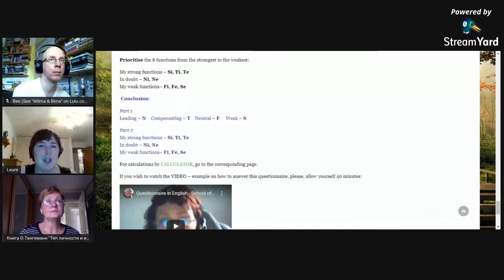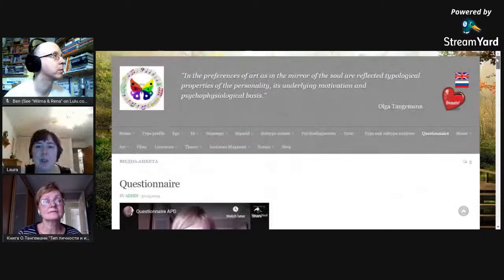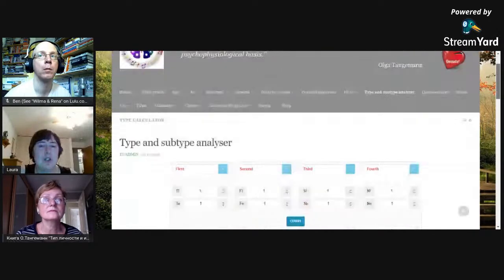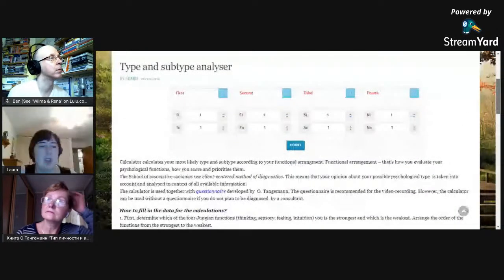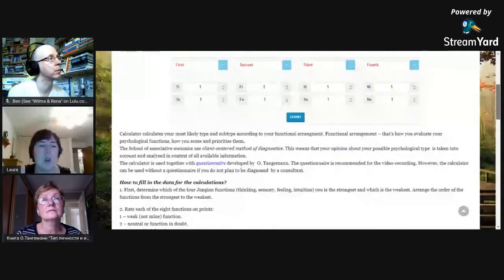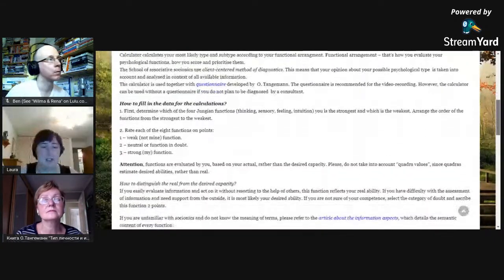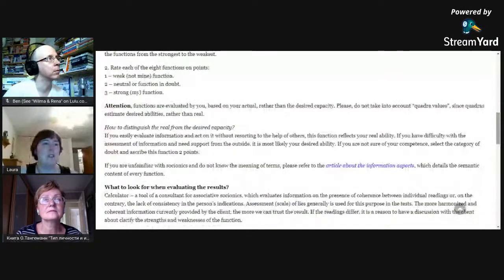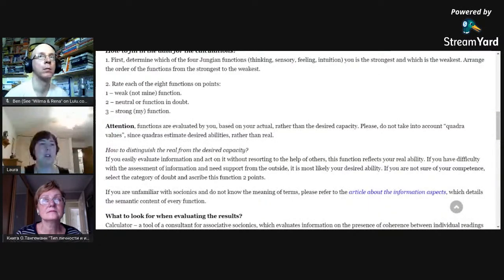I can share another screen here. So, right. If you go to this button here, type and subtype analyzer. What you do is you rate these functions on a scale of 1 to 3. A 1 is a function that you consider to be weak. A 2 would be neutral, or you're not sure, you're in doubt. And number 3 would be a function you consider strong.